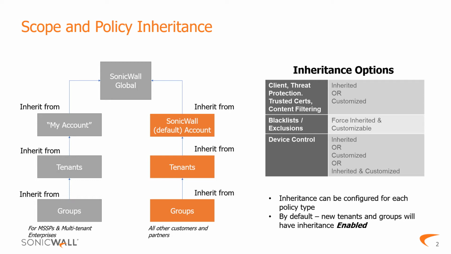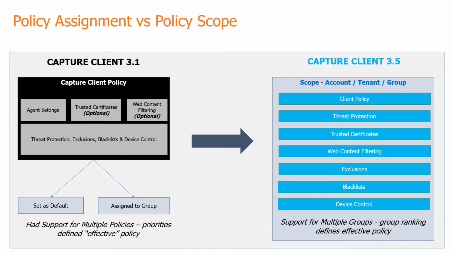Inheritance differs on policy types and when groups are created. Policies are automatically inherited from the tenant. With the introduction of scope, policies are mapped differently now.